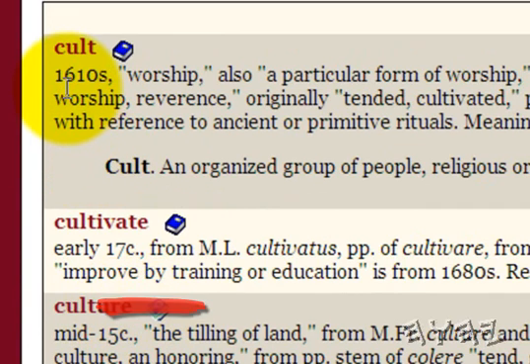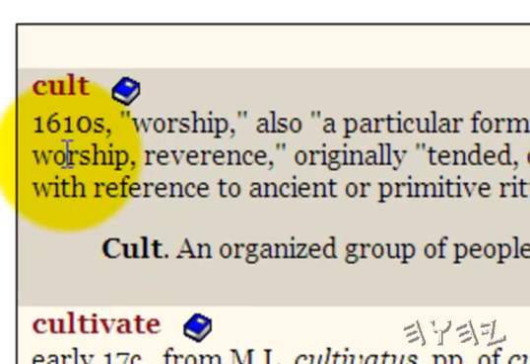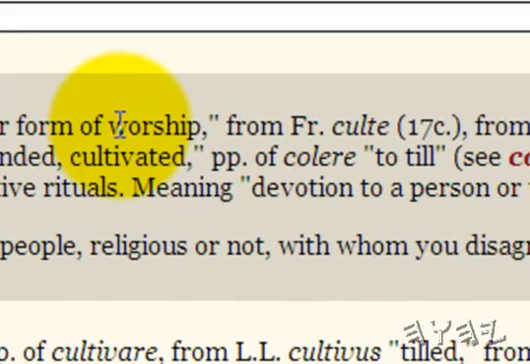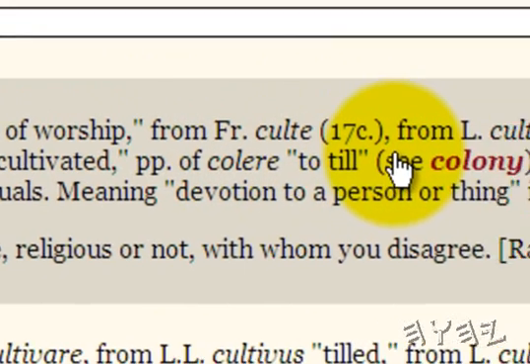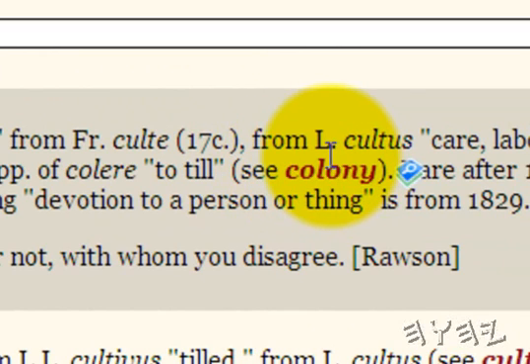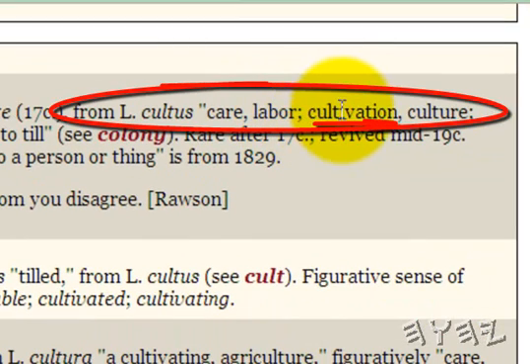Now we're gonna go look at the coat etymology. It says from 1610s, worship, also a particular form of worship. It says from French. Now FR means French. Coty from the 17th century. The C means century. It says from L. Now whenever you see L, that means Latin. This is what you want to get to. You want to either get to the Latin or the Greek or maybe even the Hebrew. It says from Latin, cultus, care or labor, cultivation or culture. You see that?